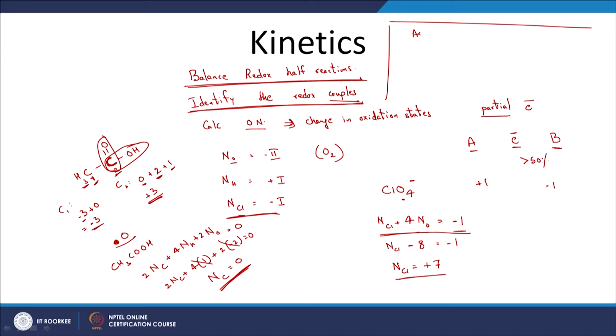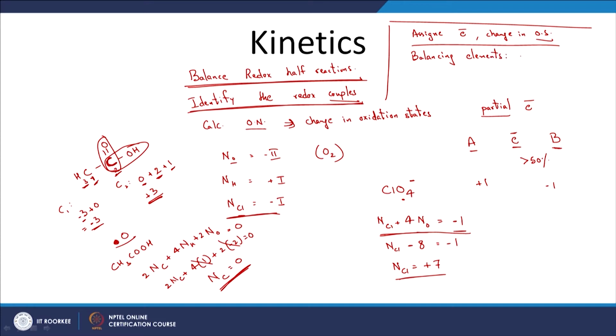So, I am going to assign the electrons based on the change in oxidation states or the numbers. So, I am going to assign the electrons accordingly. Once I assign the electrons, then I need to move on to balancing the relevant elements.